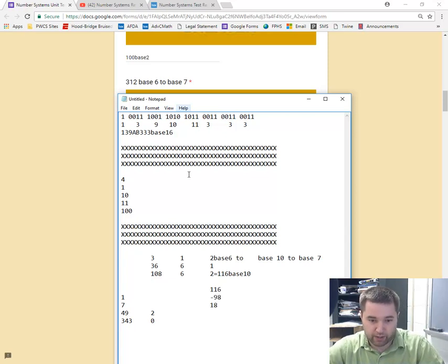And we're left with 18. How many times does 7 go into 18? Hopefully you can do this math in your head. 2. 7 times 2 is 14. Negative sign. We're left with 4. This 4 is just the remainder, which goes right here.